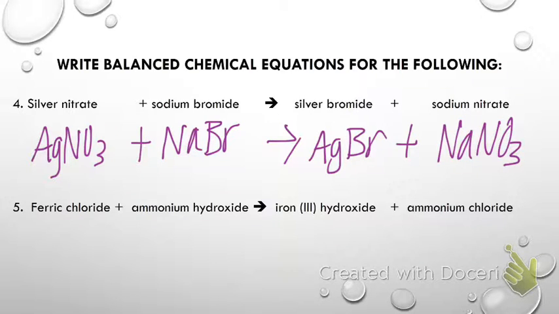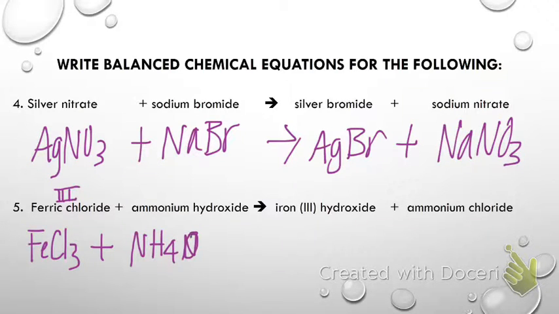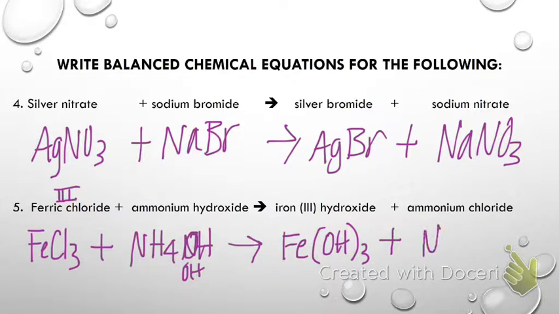And then let's do this last one, and then we are done. Ferric, y'all don't know what that means. I'm going to tell you it means the iron 3. Okay? So I have FeCl3, because iron's a +3, chlorine's a -1, plus ammonium hydroxide, which is NH4OH. And that's going to make iron 3 hydroxide. Hydroxide's a -1, so we would have Fe(OH)3 plus ammonium chloride.